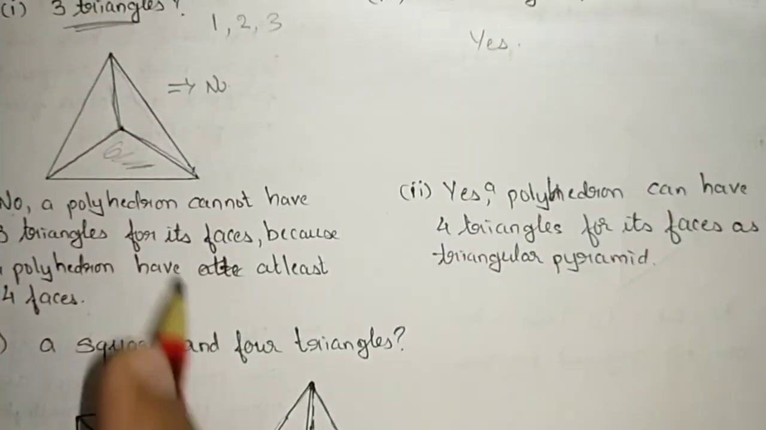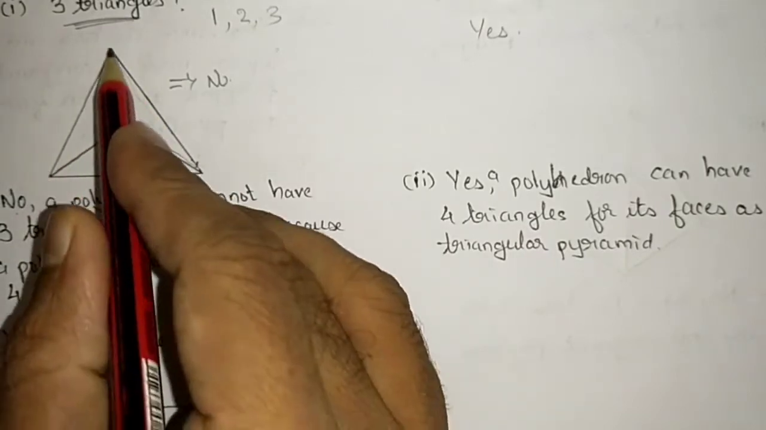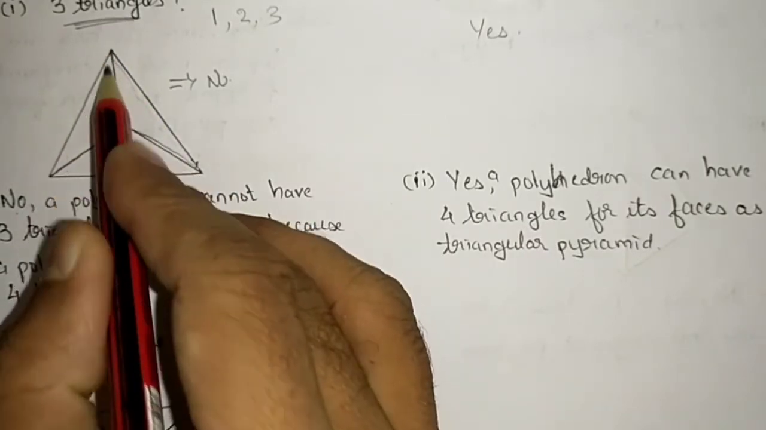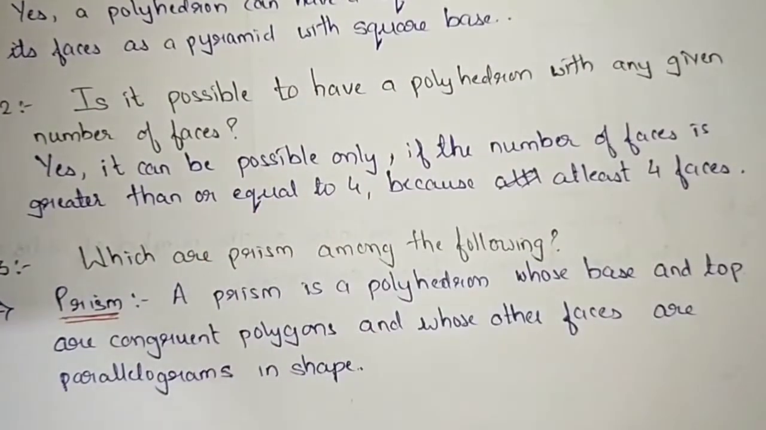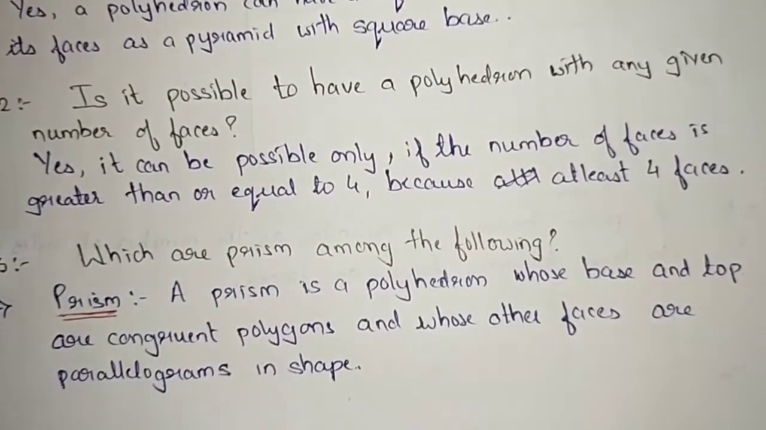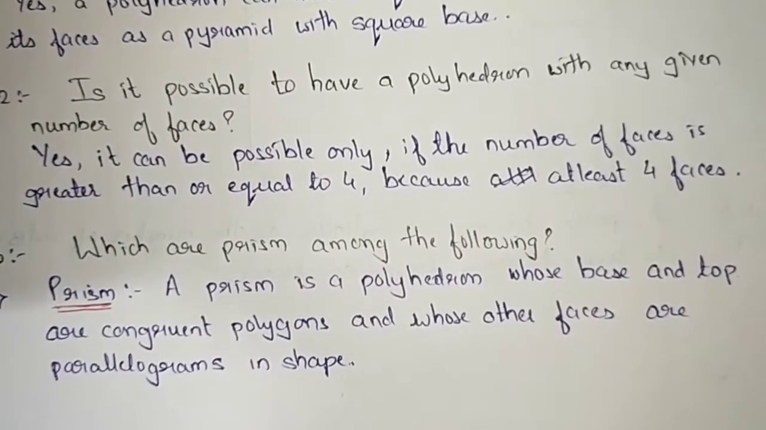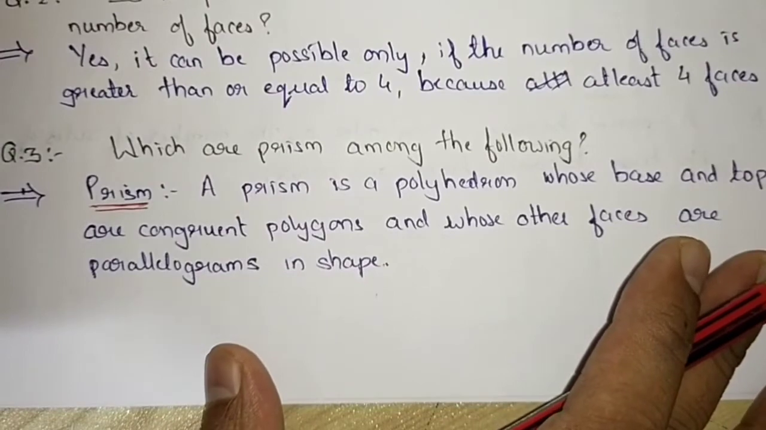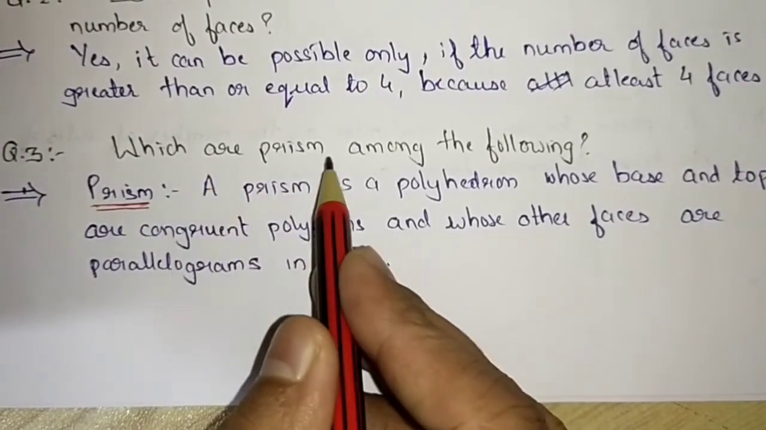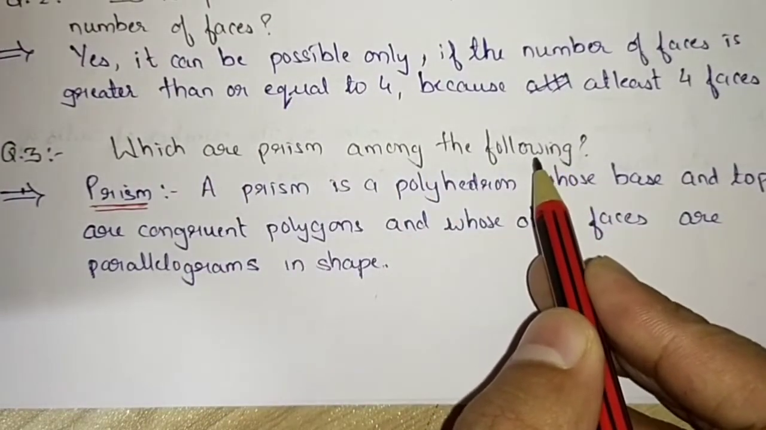Here we have solved, right? 1, 2, 3 and 4. Same question, only in the written format. Now question number 3. Which are prisms among the following?